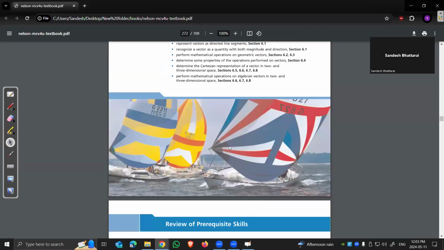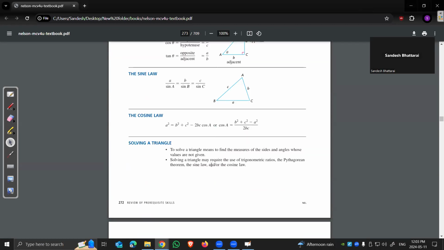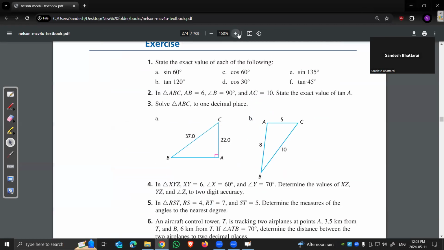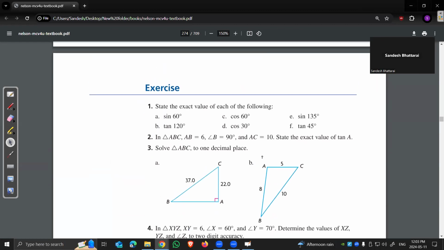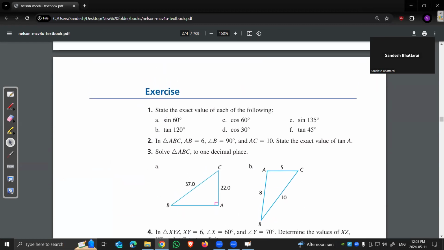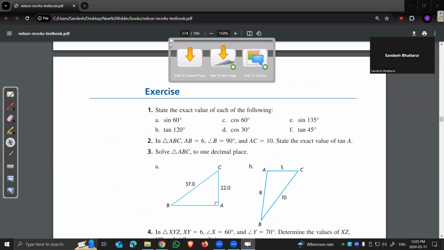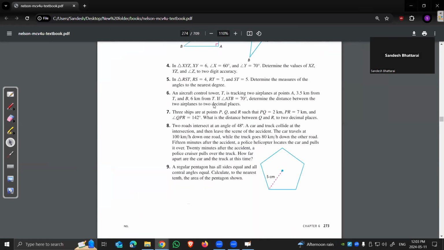All right, let's start talking about vectors. What's the definition of a vector? How would you define a vector? It has two properties. It has what? A magnitude, right? And direction.